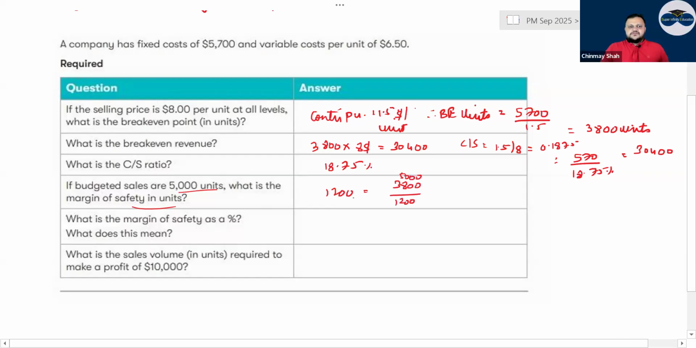Any other way of finding it? If they had given profit, then in that case would you have to find that? Now this is margin of safety as a percentage. Now see what they are trying to say, margin of safety as a percentage. Come back to your notes here.